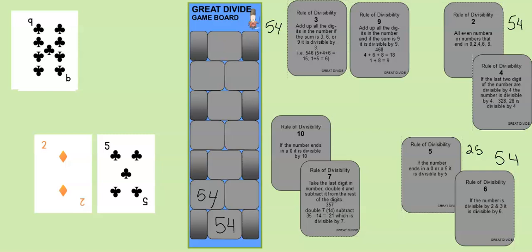So enjoy the game of learning how to apply rules of divisibility to their division problems.